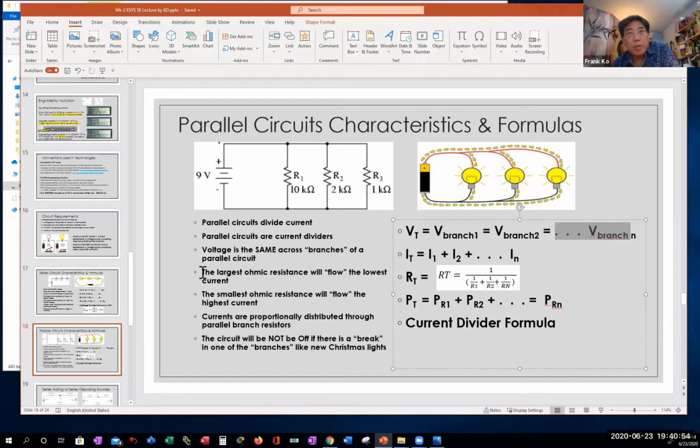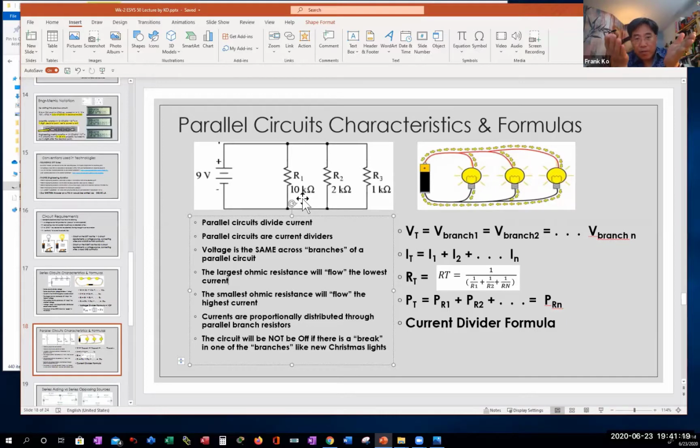Parallel circuits, okay, let's see. Then I have here, the largest ohmic resistance will flow the lowest current. Which one of these is the largest ohmic resistance? The R1, it's got 10,000 ohms, 10 kilo. It will have the most resistance, which means it'll have the least amount of current.